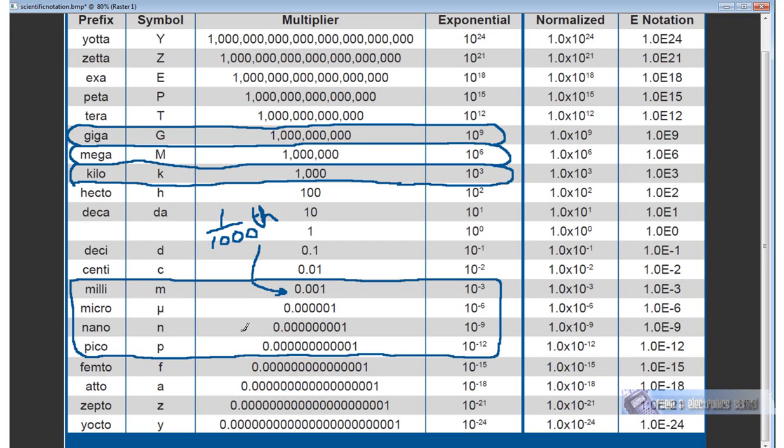Nano is a thousandth of a millionth. A thousandth of one millionth. Pico is a millionth of a millionth. So the smallest here is pico. It takes a million picos to make 1 micro. It takes 1,000 picos to make 1 nano.